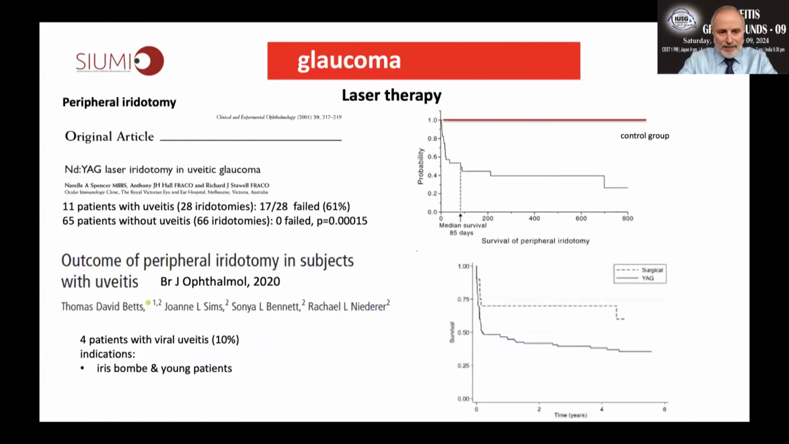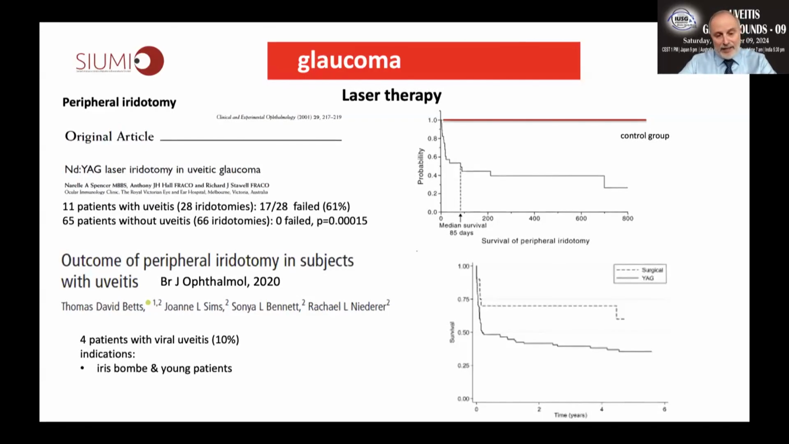I don't want to go into details about peripheral iridotomy because it's not the case of our patient, who has shown an open angle, but you should keep in mind that laser iridotomy is less effective in patients with uveitis compared to non-uveitic patients with angle closure, and 60% of the patients with uveitis can fail after a median survival of 85 days.